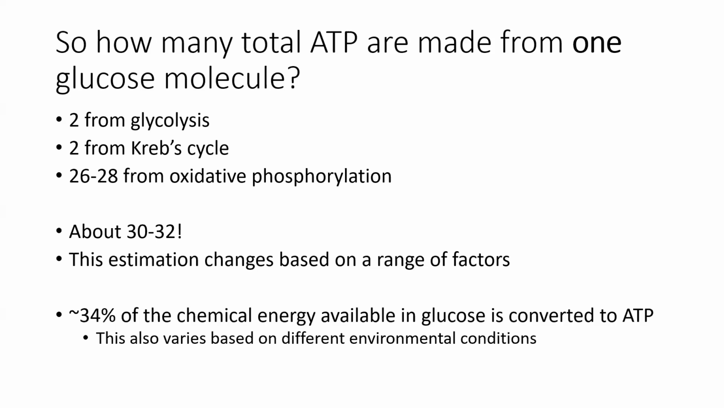When we talk about this process overall, about 34% of the chemical energy available in glucose does end up getting converted to ATP. So we consider this to be an efficient process. Cellular respiration is fairly efficient. There are specific environmental conditions that can be adjusted, so different organisms might have reasons to want to slow this process down or speed it up. So the rate of cellular respiration can fluctuate as well.